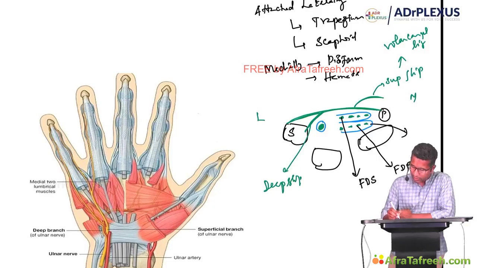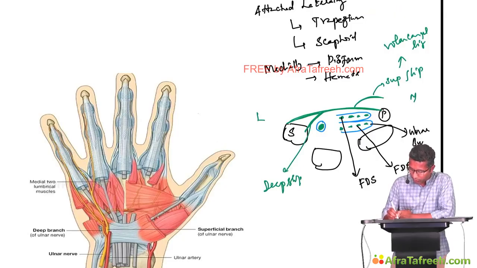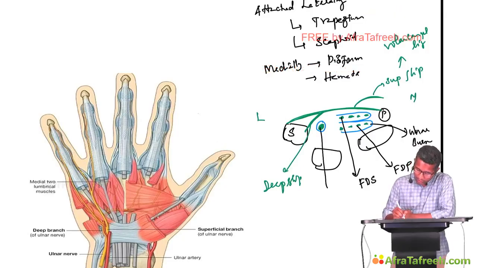And what is this bursa? This bursa is called an ulnar bursa. And what is this tendon? This tendon is the flexor pollicis longus tendon, and the bursa which is surrounding it is called a radial bursa. This is called the radial bursa.